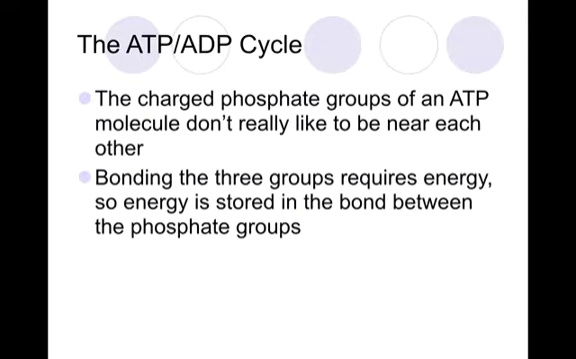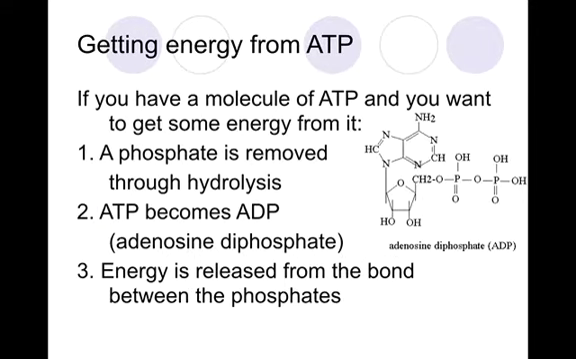So the charged phosphate groups in the ATP molecule, they don't necessarily like to be near each other because they're both charged. So making them become near each other and bond together actually requires energy. Energy is taken in for that. And that energy that is taken in to make that happen is stored between those phosphate bonds. So if you ask yourself, well, where does that energy come from? That's where it comes from.